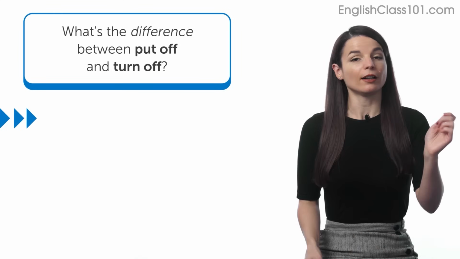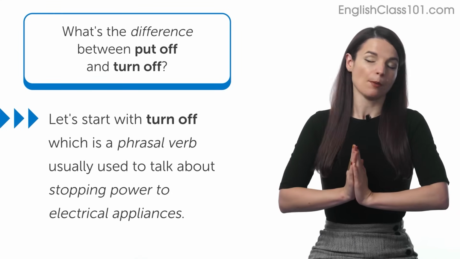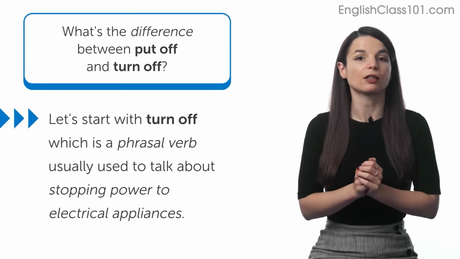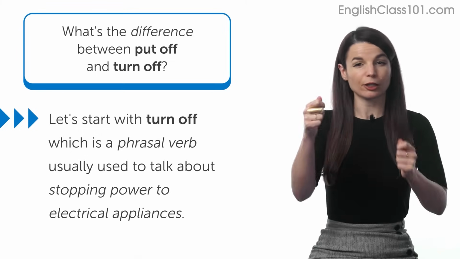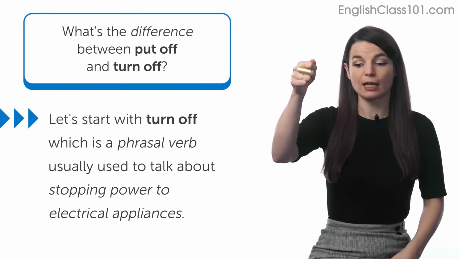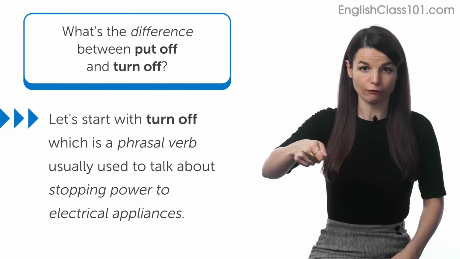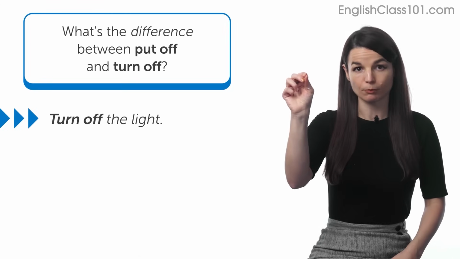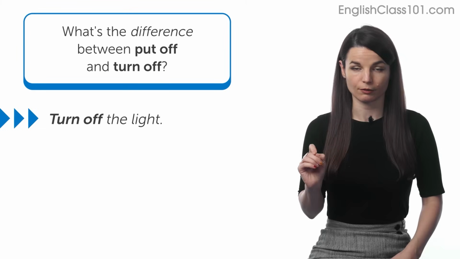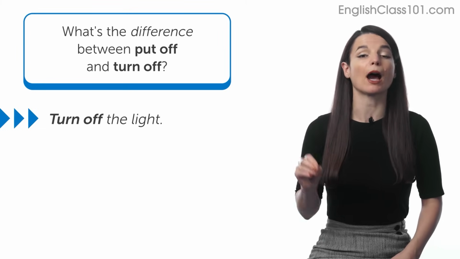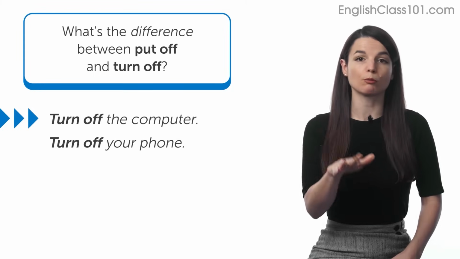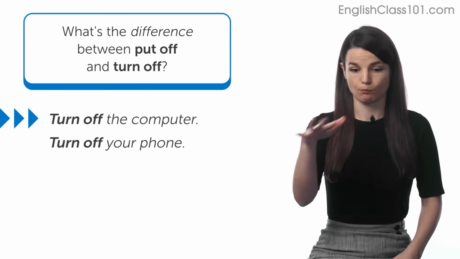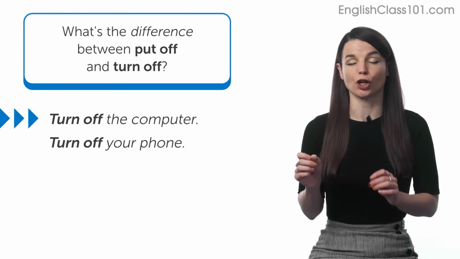Nice question. Okay, let's talk about turn off first. Probably a lot of you know the phrasal verb to turn off. We use this a lot for machines, for electrical devices, when we want to take the power from on to off. So for example, when we say turn off the light, we mean turn the power off or remove the power from the light, right? So to turn something off means to take the power away from it. We might say turn off the computer or turn off your phone and so on. So when we want to talk about powering something down, we use the verb turn off.